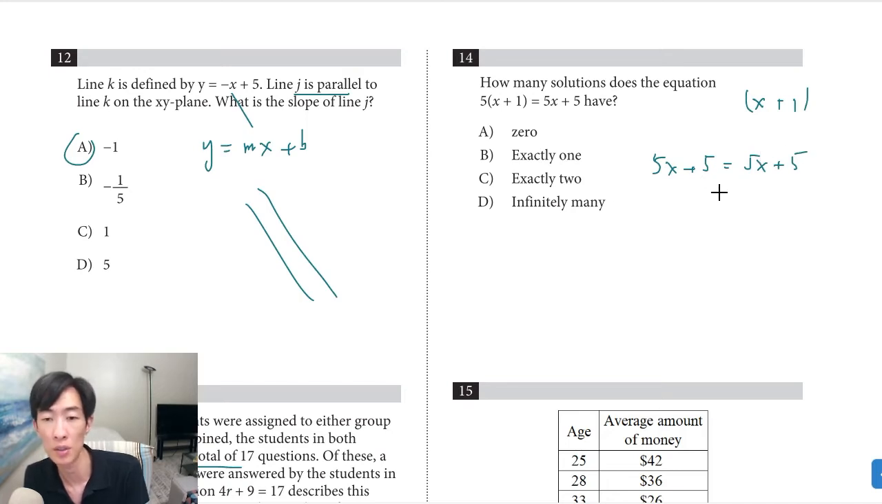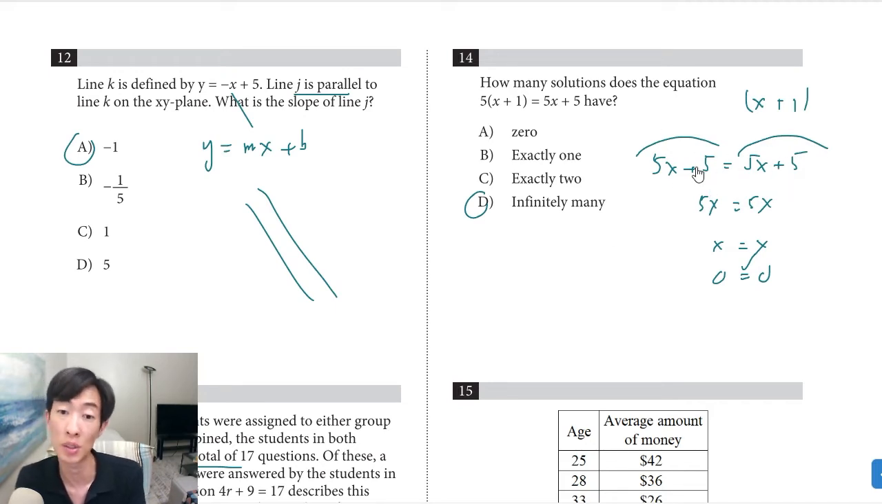And then automatically you should see that if the left and the right are exactly the same, you've got infinitely many solutions. Why? Because if you subtract everything out, subtract 5 on both sides, you're left with 5x equals 5x. Divide by 5, x equals x. And you can even go further, subtract x on both sides, 0 equals 0. So what this shows is that no matter what value you plug in for x, at the end of the day, you're always going to get 0 equals 0, which is absolutely true. And intuitively that should make sense, because if you've got the same equation on both sides, then obviously it doesn't matter what you plug in for x. It's always going to be equal to itself.